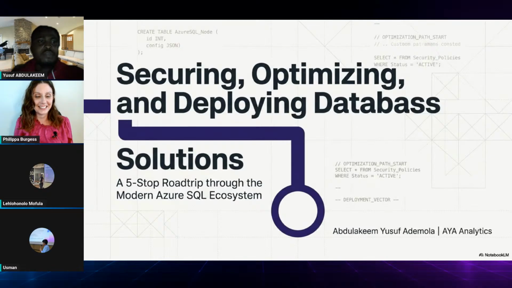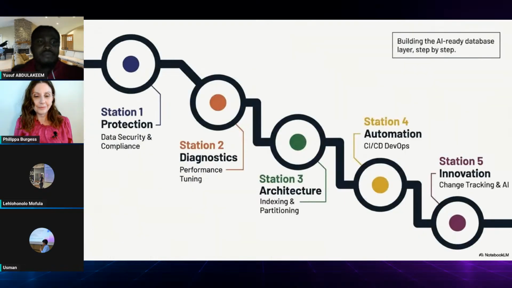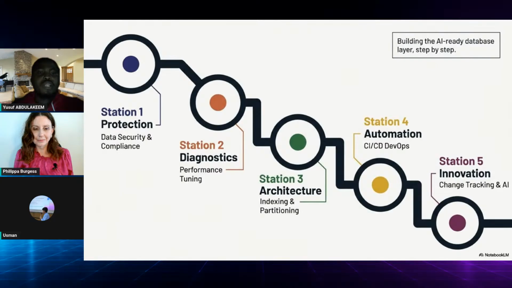Okay, next slide, please. Okay, in this DP-800, we have 5 stations as introduced earlier. The first station is data security and compliance, the second station is diagnostics, that is the performance tuning, and the third station is architecture, which discusses your indexing and partitioning of your data. Then the automation part, which is the CI/CD DevOps, and the innovation aspect, which is change tracking and AI. Next slide.